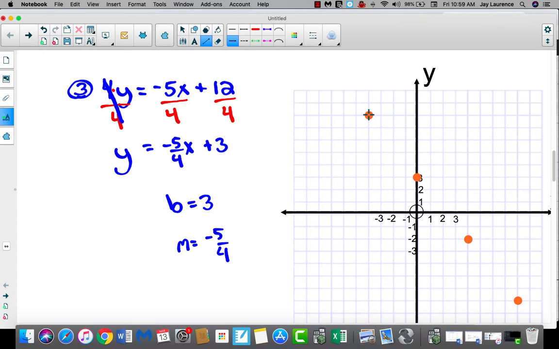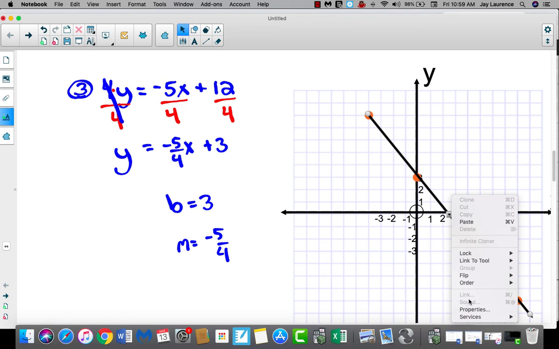Okay, so let me get a line going here. And you can check this one on Desmos. I'm not going to check on Desmos anymore. I know I'm doing it correctly, but you should definitely check. It'll only take you a little bit of time.